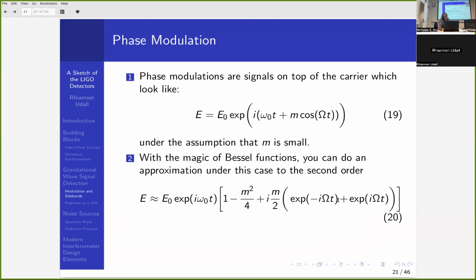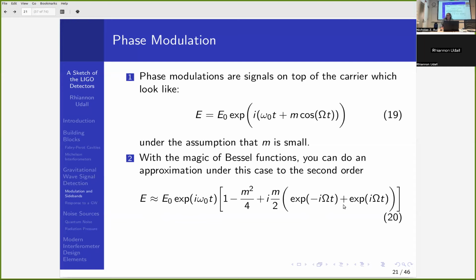This is the second order. So yes, an infinite sum. The important bit here is that you have these sidebands. So weirdly, or I guess it's not weird, but you end up with both a positive and a negative sideband.